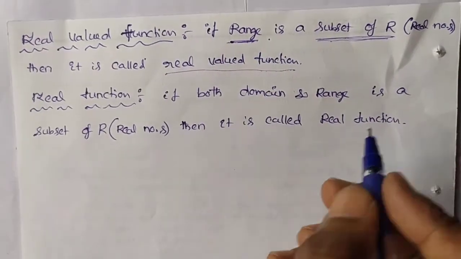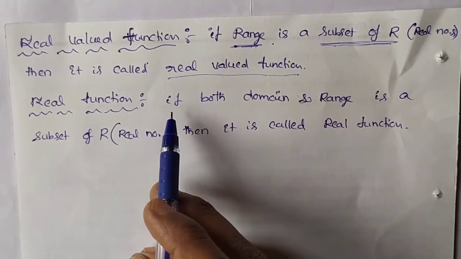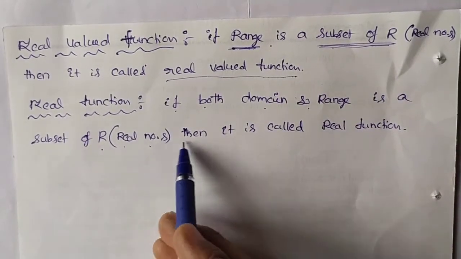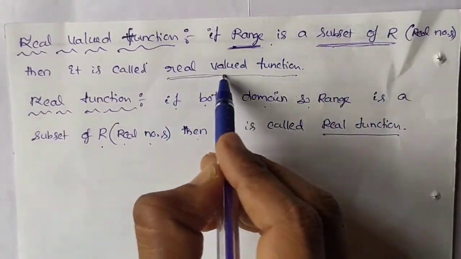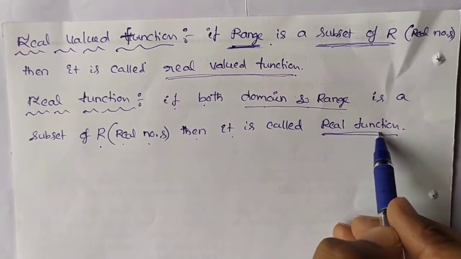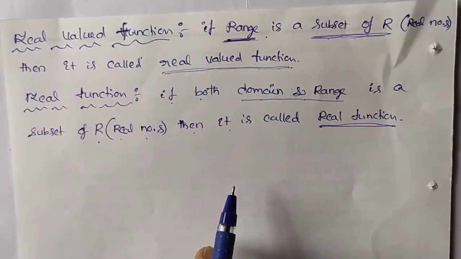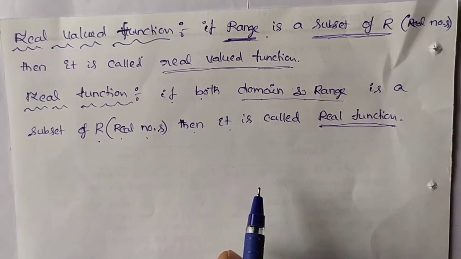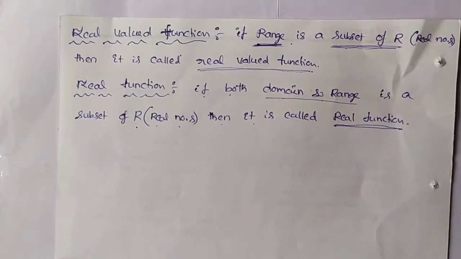Do you understand? These are the definitions of real valued function and real function. Real function is nothing but if both domain and range are a subset of R, real numbers, then it is called a real function. If only the range is a subset of R, then we can say it is a real valued function. So these are the two definitions of the real function and the real valued function. Kindly note down these definitions in your notebook. Let us take examples of these two definitions.